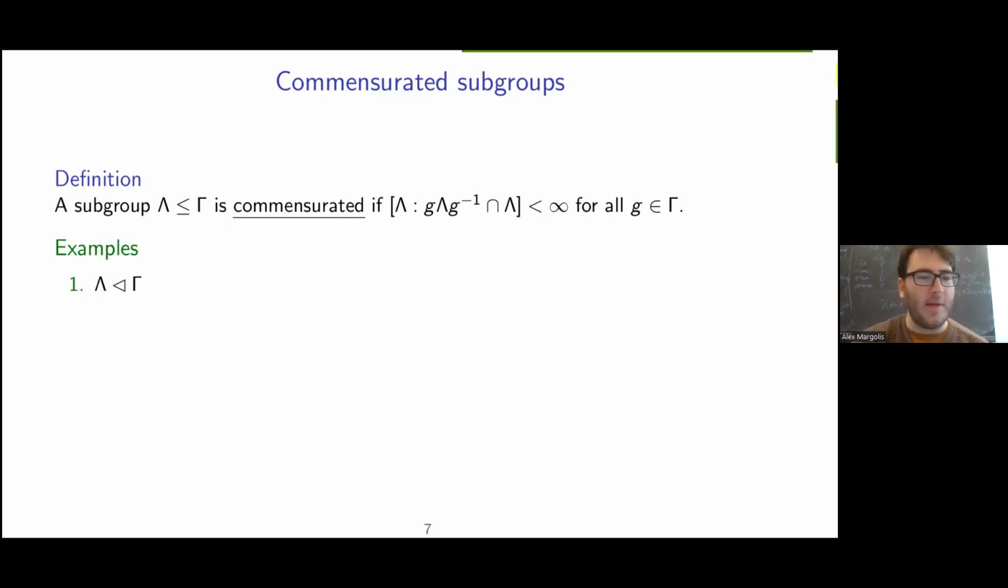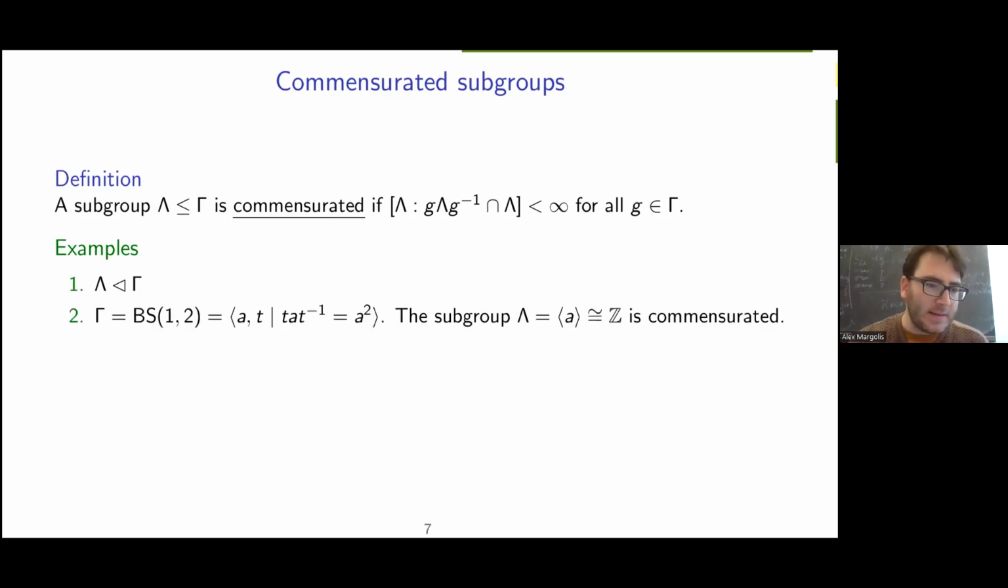And the most obvious example is if lambda is actually a normal subgroup of gamma, then clearly it's commensurated because every conjugate of lambda is equal to lambda. But that's a very boring example of a commensurated subgroup. And this is a much more interesting example. It's the Baumslag-Solitar group, BS(1,2), that we just saw. And the infinite cyclic subgroup generated by A is a commensurated subgroup.